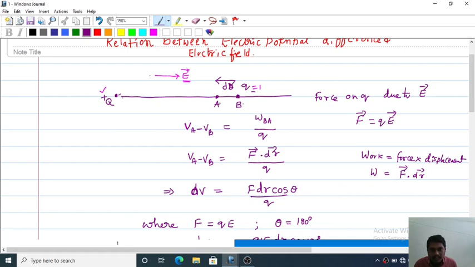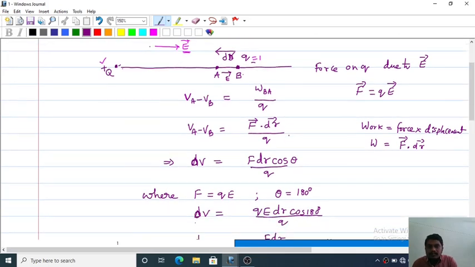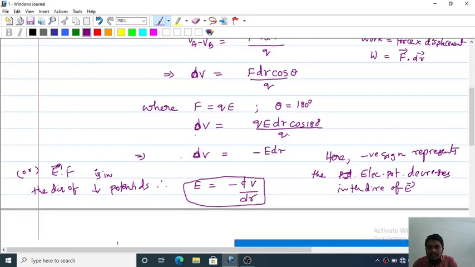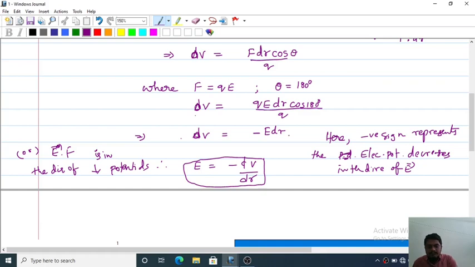What is the direction of the electric field between A and B? So this will be the direction of the electric field. It always represents the decreasing potentials. Okay, so this is about the relation between electric potential difference and electric field.